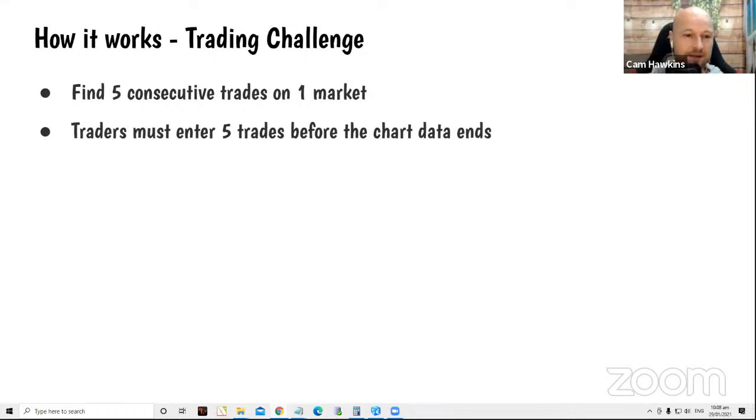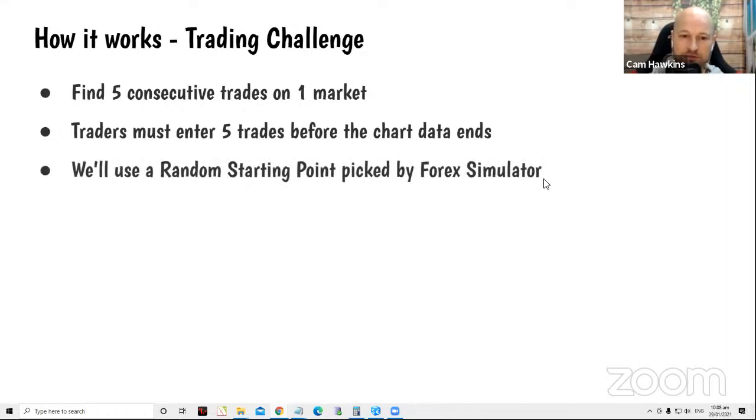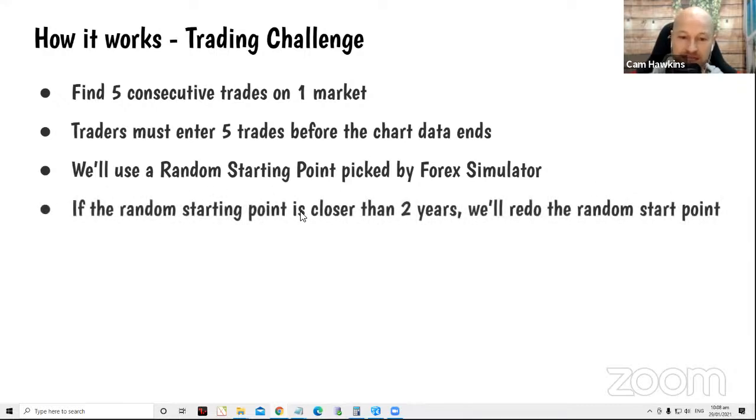That's great. Right, traders can enter, well, they must enter 5 trades before the chart data ends. And what we're going to do is we'll use the random starting point picked by Forex Simulator. And if the random starting point is closer than 2 years, we'll redo the random starting point. So we don't want to give like Austin 2 days to find 5 trades. It's probably going to be near on impossible.